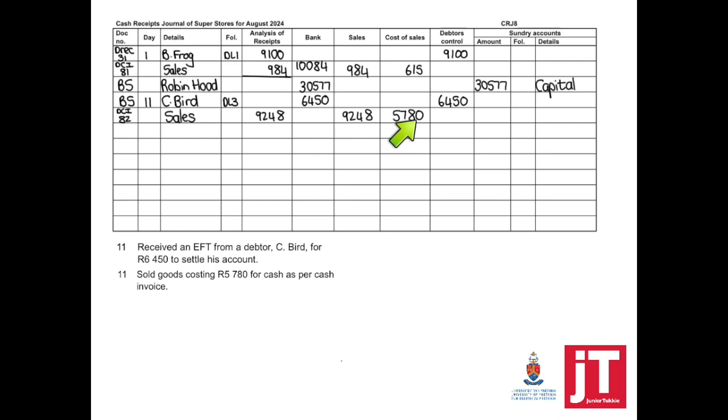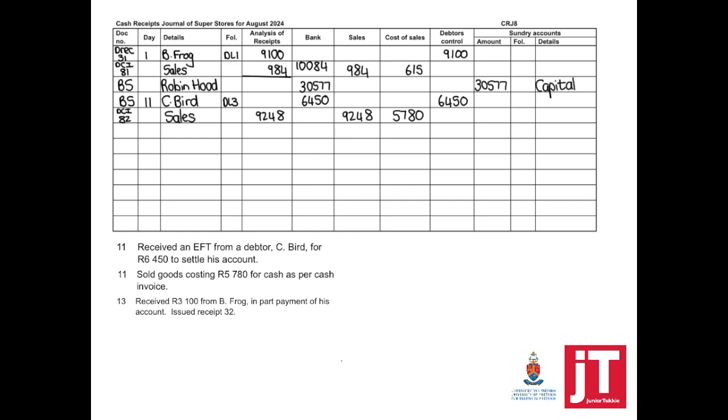They gave you the cost, 5,780, which means you needed to calculate the selling price, which goes into sales and analysis of receipts, by taking the cost times 160 divided by 100. Be careful, don't just always assume that they provide you with this selling price.